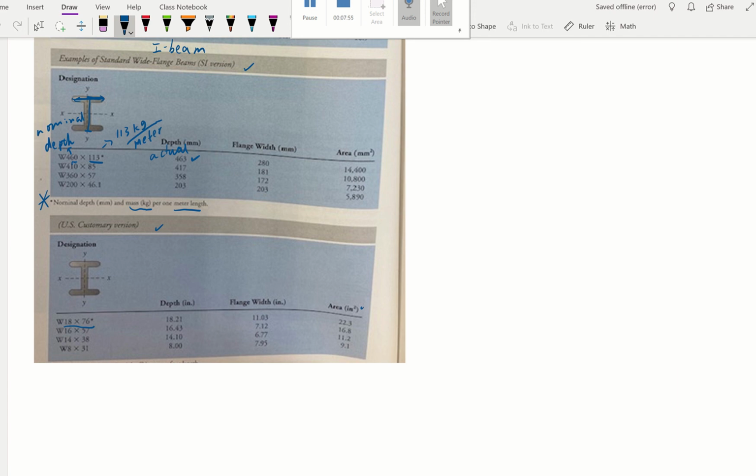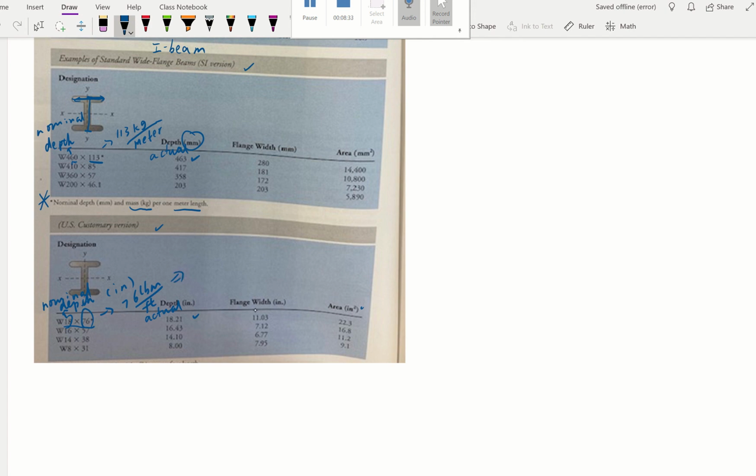The first number is also the nominal depth, but it's no longer in millimeters. This is going to be in units of inches. So that means 18 inches, but the actual size is 18.21. Okay. What does the second number indicate? The second number is also the mass per foot. So that means it's 76 pound mass per foot.